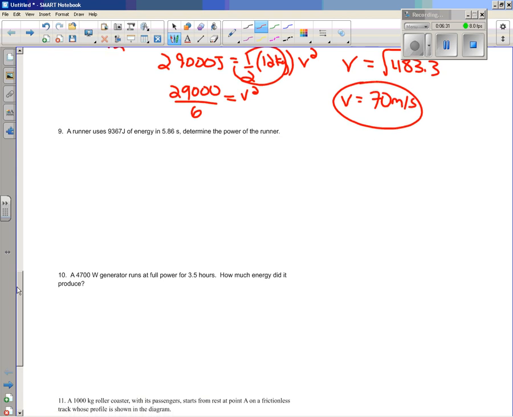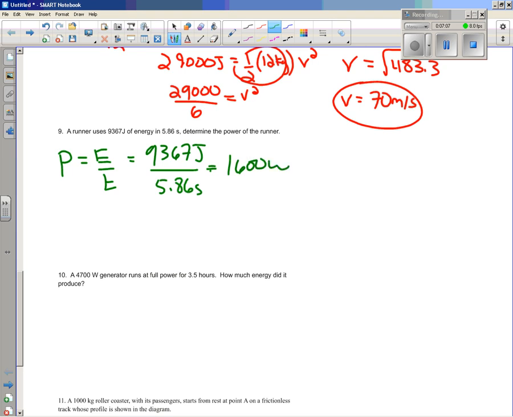A runner uses 9,367 joules of energy in 5.86 seconds. To determine the power, well, power is equal to energy used, produced, or converted over time. So it just gives us these values straight up, 9,367 joules, 5.86 seconds. As you can see, the units will be joules per second, but more commonly known as watts. That gives me about 1,600 watts.